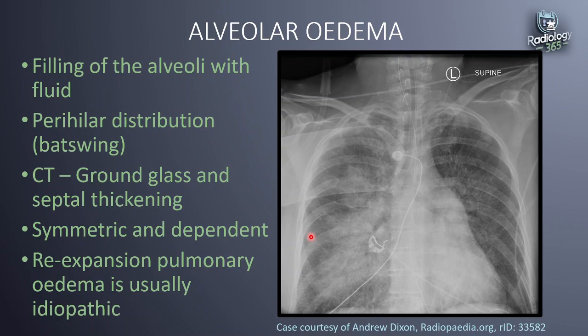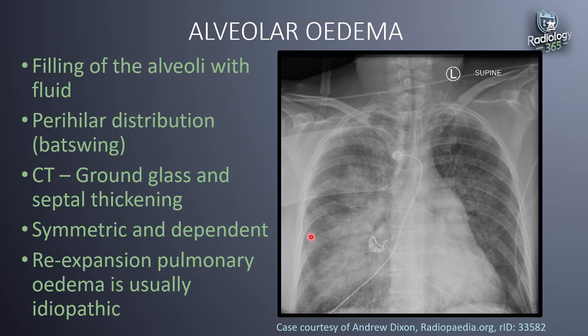So it makes sense that the septa will be thickened because it's a progression. It's progressed from vascular redistribution to interstitial edema, which we would see as the septal thickening, and then now it invades the alveoli, thus giving us the ground glass opacification. This alveolar edema is also usually symmetric and usually dependent.